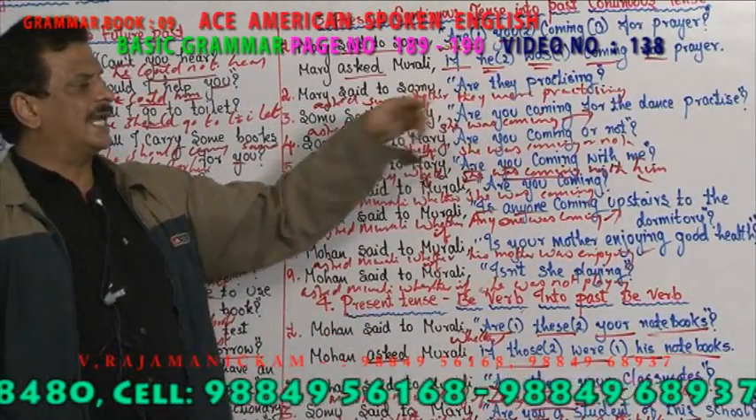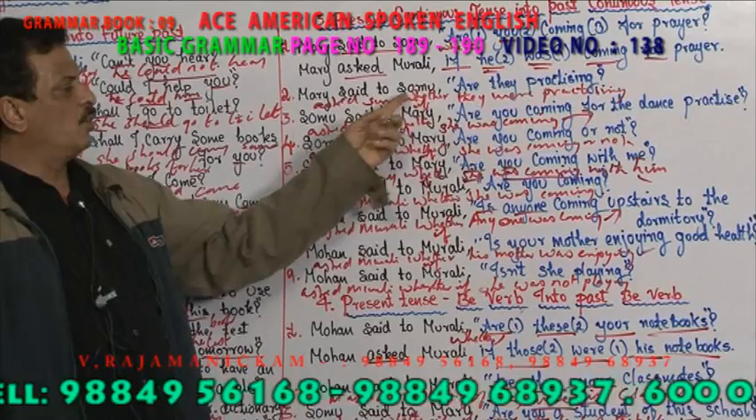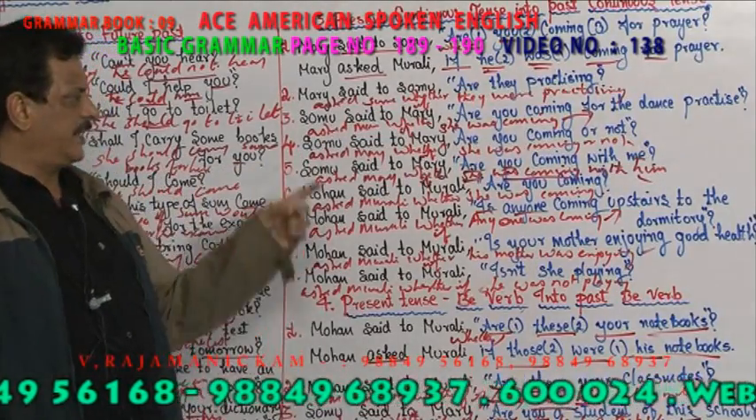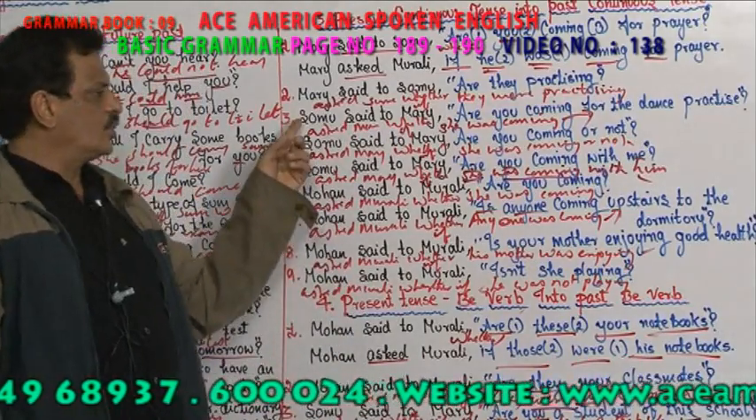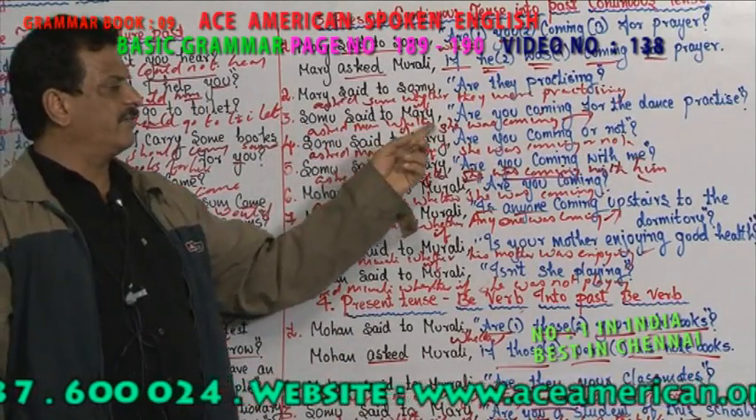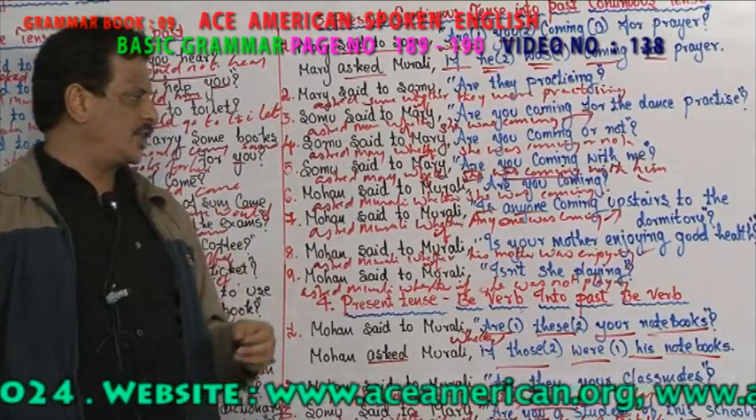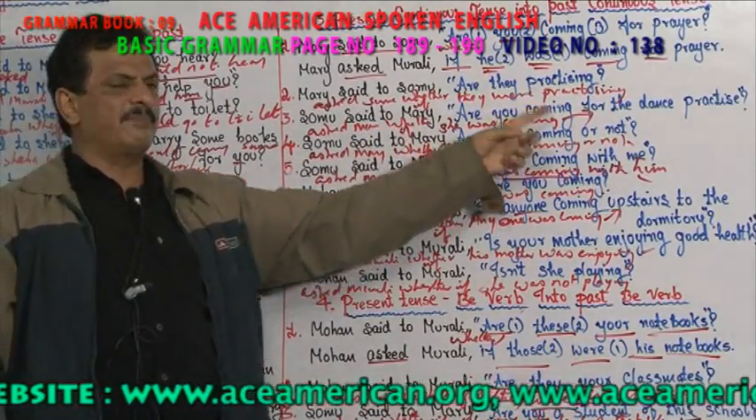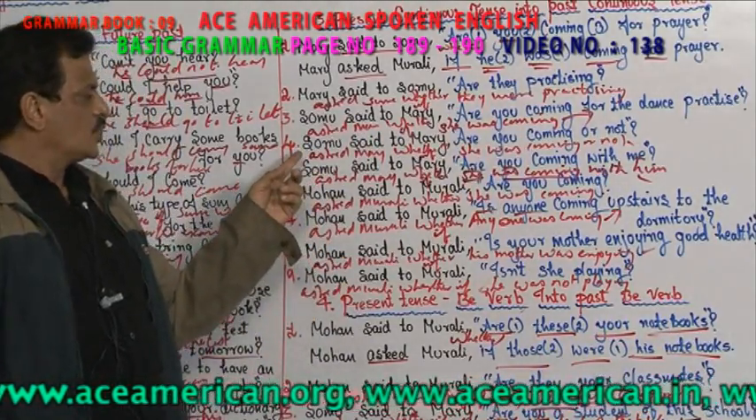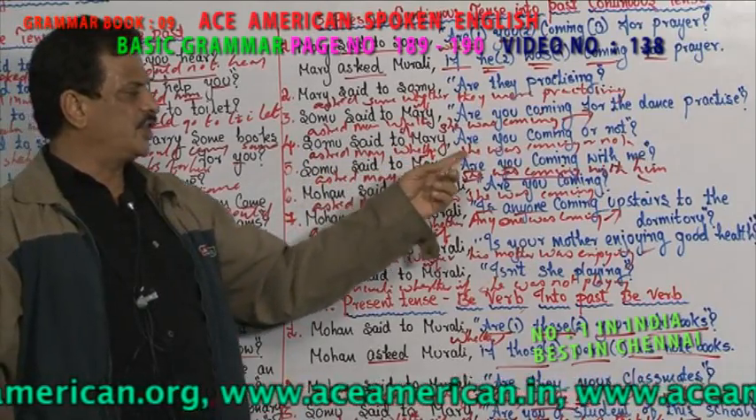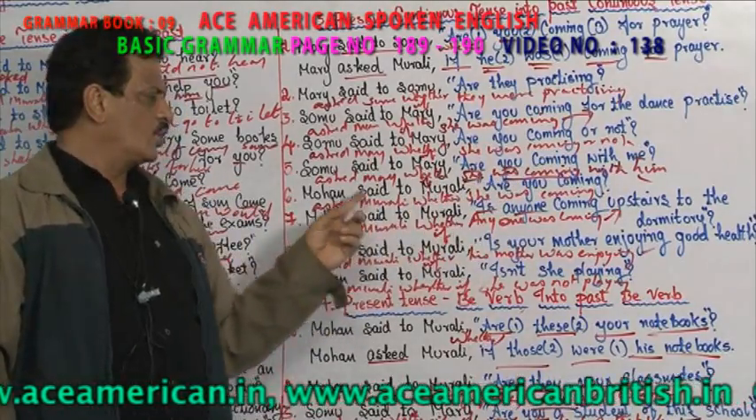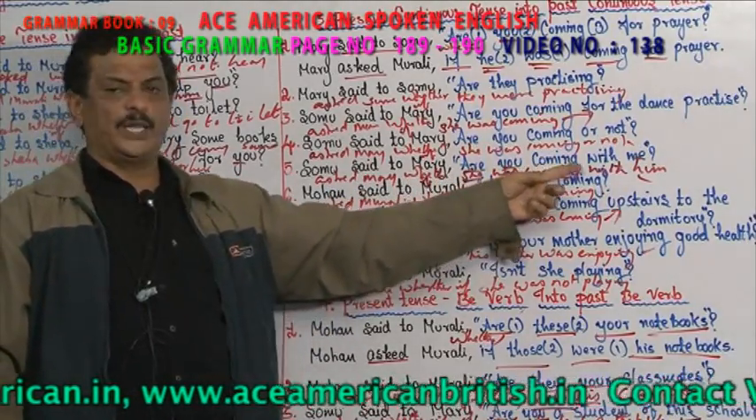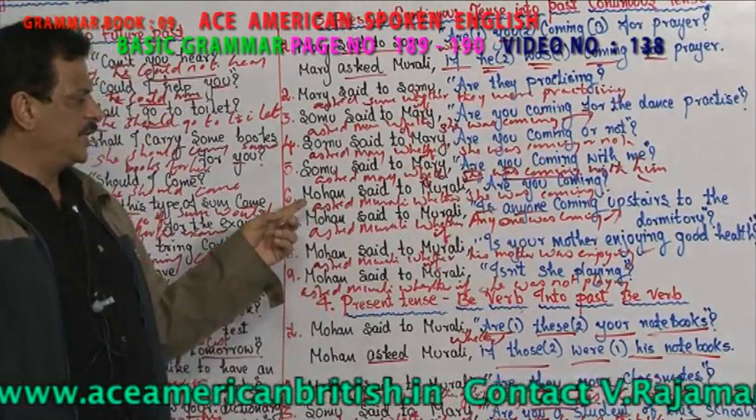Mary said to Somu, are they practicing? Mary asked Somu whether they were practicing என்று வர வேண்டும். Somu said to Mary, are you coming for the dance practice? So Somu asked Mary whether or if she was coming for the dance practice. Somu said to Mary, are you coming or not? வருகிறாயா இல்லையா? Somu asked Mary whether or if she was coming or not. Somu said to Mary, are you coming with me? Somu asked Mary whether she was coming with him. With me என்பது with him ஆக மாறிவிடுகிறது.